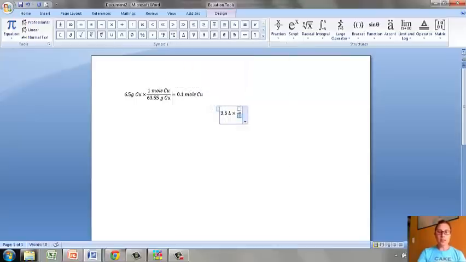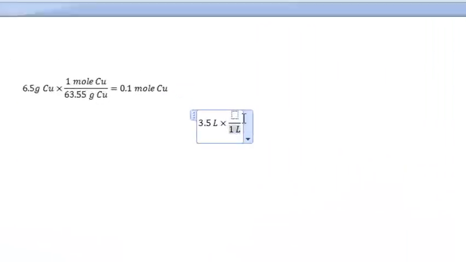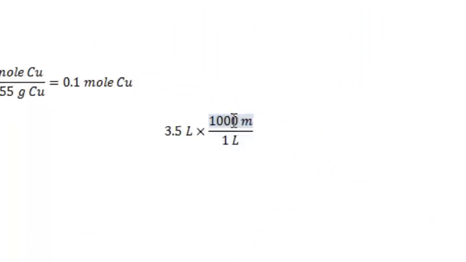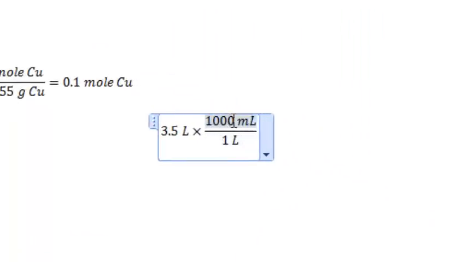All right, I know I want liters on the bottom, so I'm going to click the bottom box, 1 liter. And then in my top box, I know that there are 1,000 milliliters for every 1 liter. And I'm going to arrow over until my cursor is centered on the fraction, because now I'm not in either the numerator or the denominator. I'm at the end of the fraction.